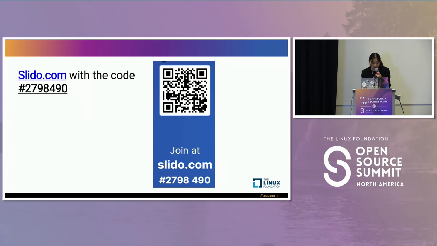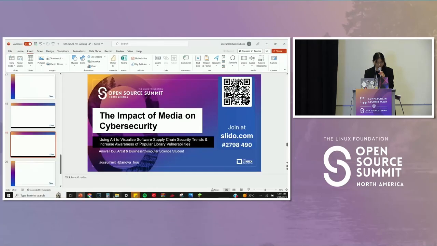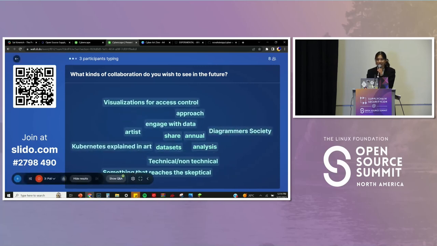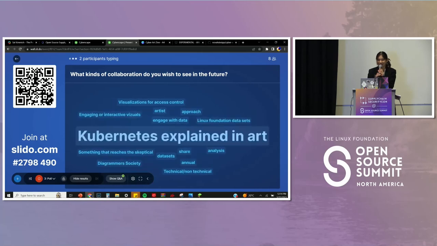And I'd love to show this now if my PowerPoint will allow me to. Amazing. So we see technical, non-technical visualizations for access control, amazing. The Diagrammer Society, something that reaches the skeptical, amazing. By skeptical, if anybody is interested in sharing in the audience, would somebody like to touch on what skeptical means? Or what it means to you?